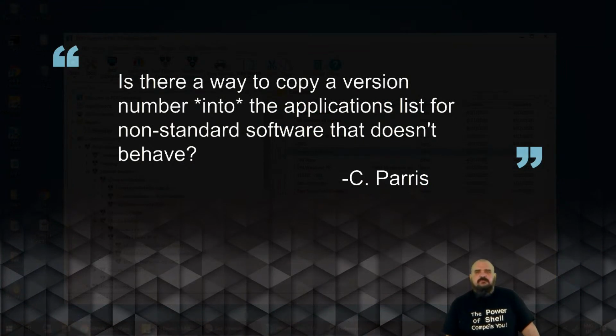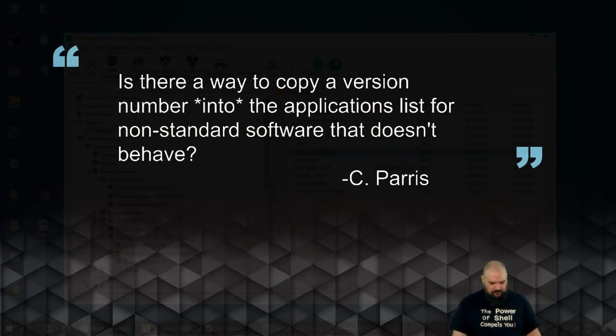Dear Lex and dear Jordan, is there a way to copy a version number into the applications list for non-standard software that doesn't behave? Sincerely, C. Paris. So if it's non-standard, that's probably going to be something that's unique for each non-standard software. There's not going to be a universal one, but it'd probably involve the join part of the reporting you're talking about, or I don't know.